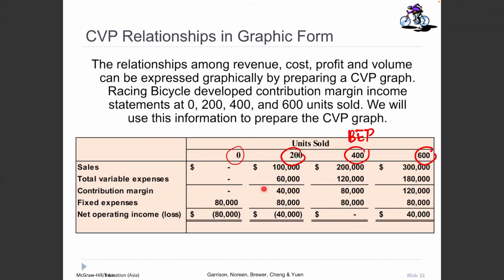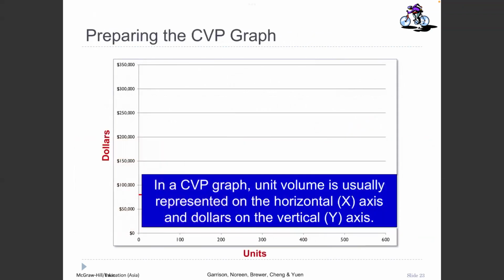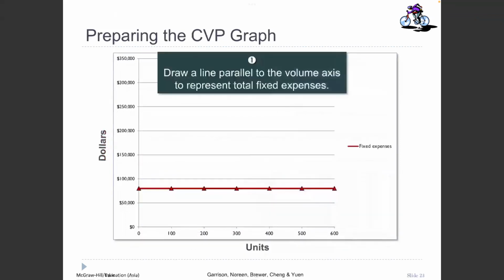So by using this information, you can draw a CVP graph. Let's have a look. In a CVP graph, unit volume is usually represented on the horizontal x-axis, and the dollars will be on the vertical y-axis. First of all, you need to draw a line parallel to the volume axis to represent the total fixed expense. The fixed expense is 80,000 just now. Therefore, you can just draw 80,000 here no matter how many units. This is a straight line here.